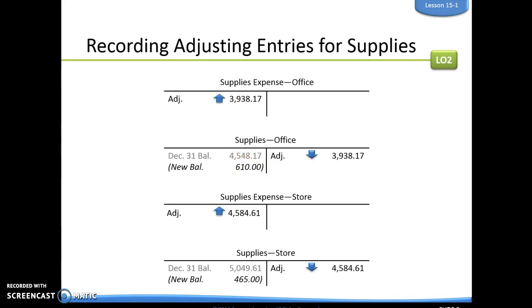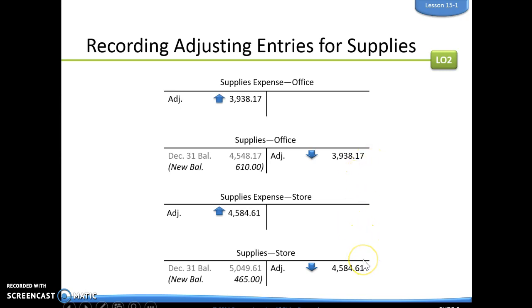Okay? Next question then is, what do we need to do to supplies office to make it be 610? So we know when we subtract these two, this is our difference, $3,938.17. We need to decrease supplies office by that amount. So we're going to credit supplies office for that amount. Okay, so last question is, what is the adjusting entry? That means we're going to debit the expense account, supplies expense office, and we're going to credit supplies office.